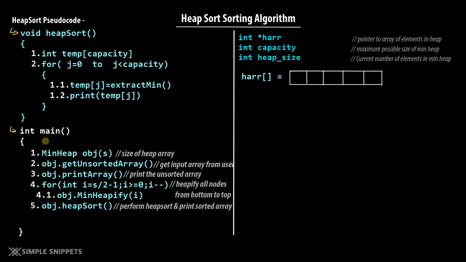And the execution of C++ program starts from the main function. So in the main function, what we will do, we will create an object of min heap type. Now again, for all of those who have not seen the previous videos on heap data structure, this is going to be a little difficult to understand.